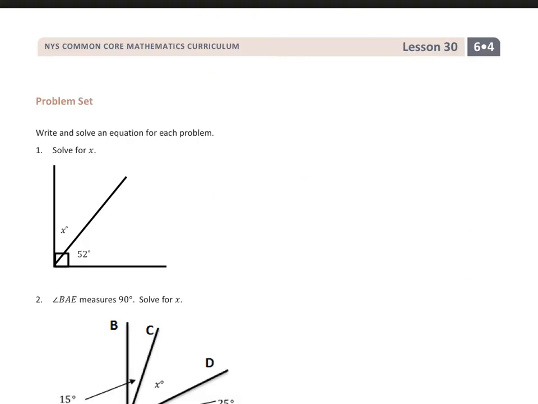All right, and here goes the problem set. Question 1, solving for X. Pause the video, do the work on your own first, and check back with mine. We recognize that the angle from this line to this line, this little box means it's 90, and that 90 has been intersected by another line, which created an angle that is less than 90, and so we know this is 52. So X plus 52 has to equal 90.